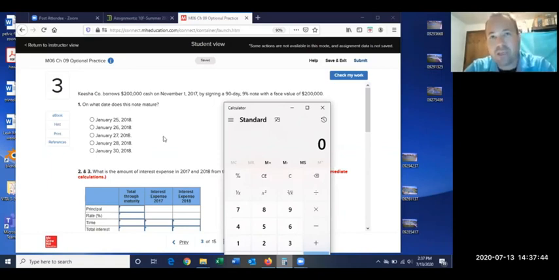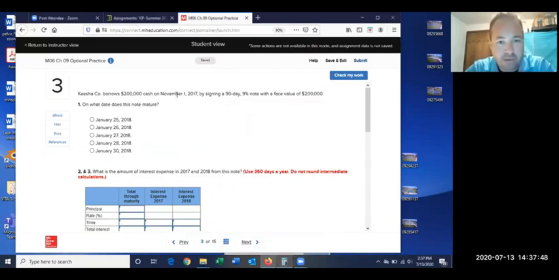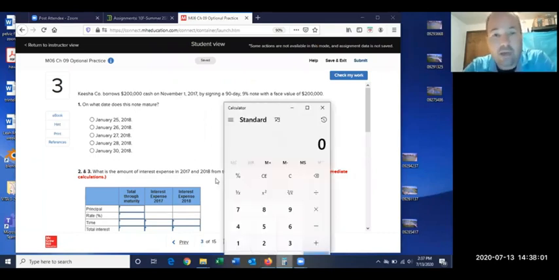You never count the first day. I should go back on that one then. Whenever you have a loan, you never count the first day, but you do count the last day. So technically on this one, November would only have 29 days, and then December will have 31.